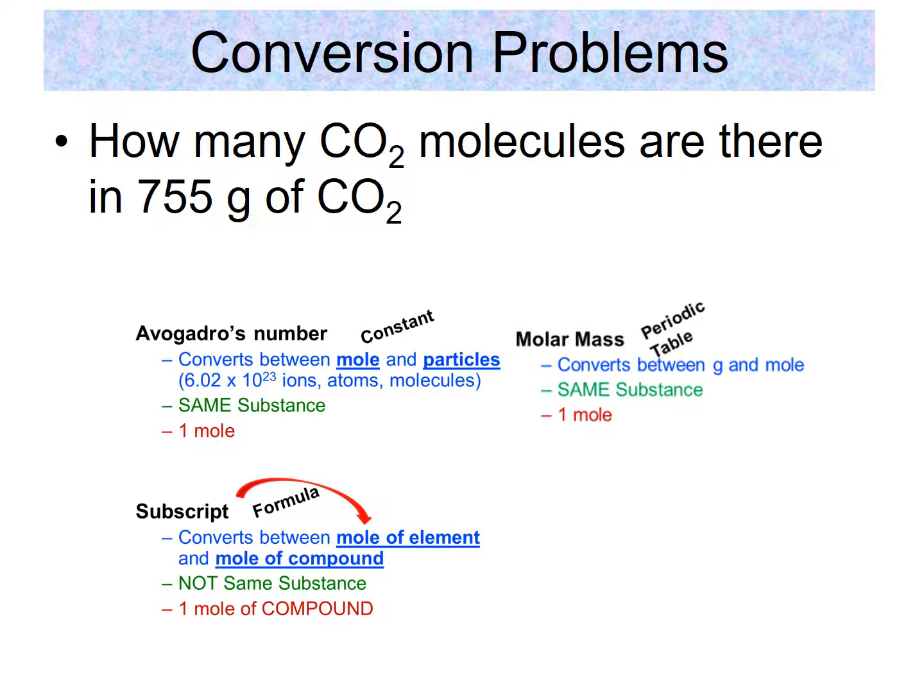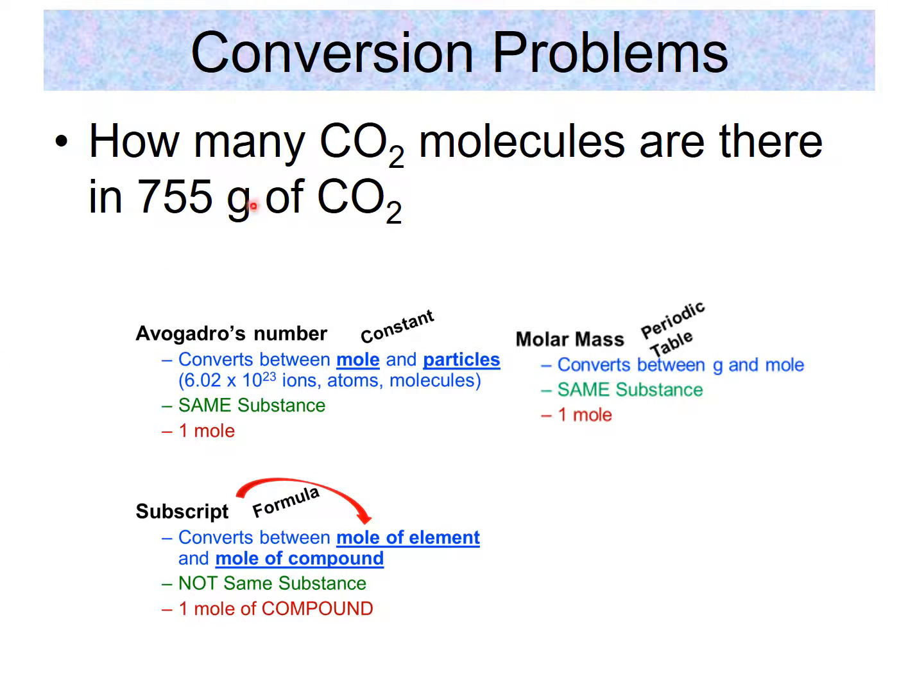Okay, so let's take a look at how we would solve this problem and create our roadmap. So we're starting with 755 grams of carbon dioxide, and we want to know how many carbon dioxide molecules are there. So there's some words that would give us clues.